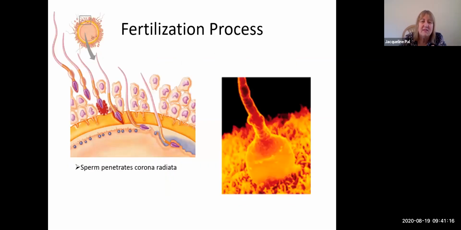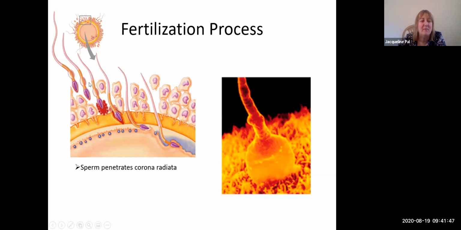So here's how the fertilization process normally happens. Up here you can see an oocyte, and you can tell it's a secondary oocyte because it's got a little polar body over there. And the zona pellucida is this yellow part, and these other cells on the surface are the corona radiata. And here are all the little sperm. Even though you may think this is one sperm, these are multiple sperm.